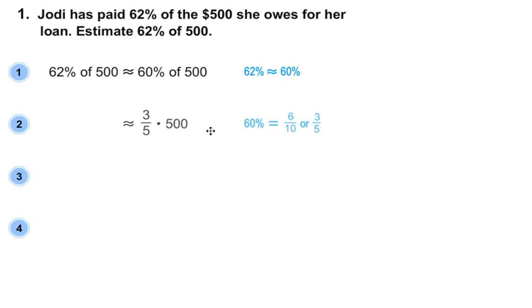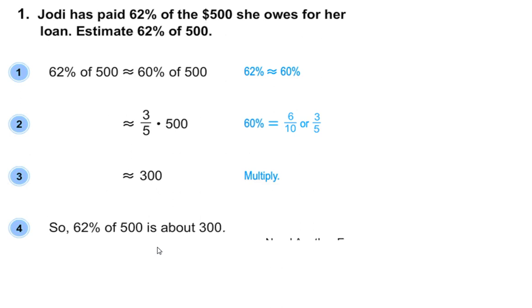Next, we're going to multiply. Now we use the fraction version of 60% because it was easier to multiply these numbers. They were kind of compatible when we're dividing out common factors. So 3/5 times 500 equals 300. So 62% of 500 is just about 300.